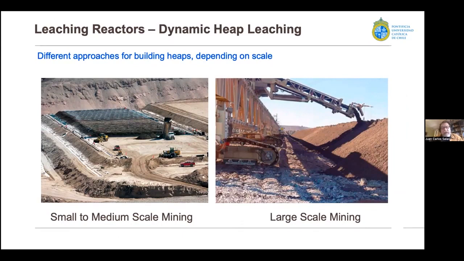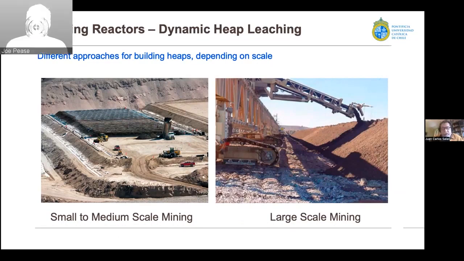In this slide, what we're seeing are two approaches for building dynamic heaps. One is for small-scale mining, which uses just trucks and front loaders, and another on the right is for large-scale operations where more mechanized equipment is used. In both cases, certainly the base of the heap is covered by an impermeable geomembrane. These two pictures illustrate a characteristic of heap leaching, which is that it can be applied economically for small-scale operations as well as for large scale.